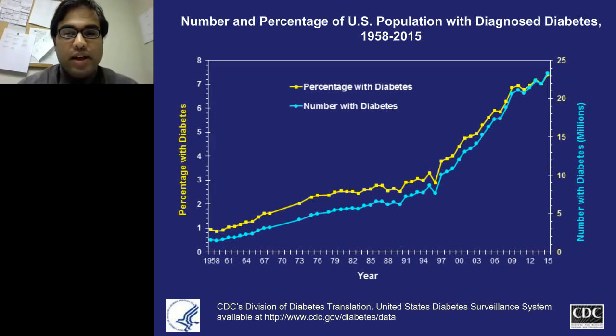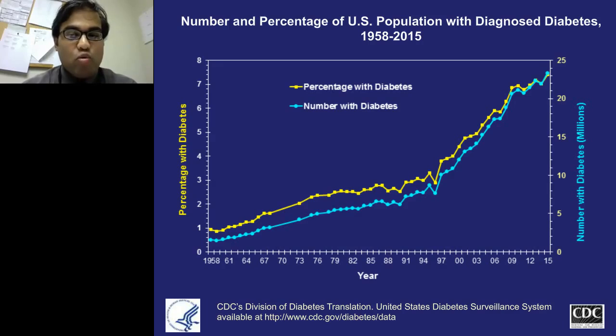So clearly, diabetes is a growing phenomenon across the world. This is a graph from the United States CDC Division of Diabetes Translation, which clearly shows the inflection of diagnosed diabetes and percentage of individuals with diabetes. And as you can see, we've had a marked increase over the last 15 to 20 years.